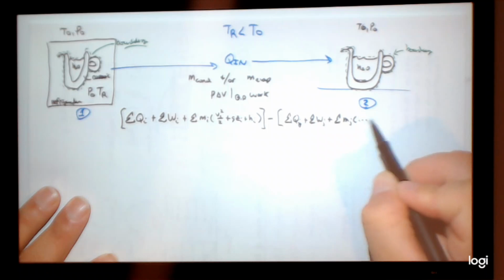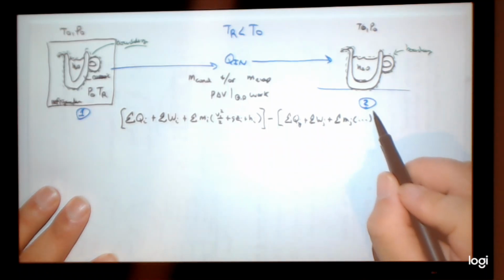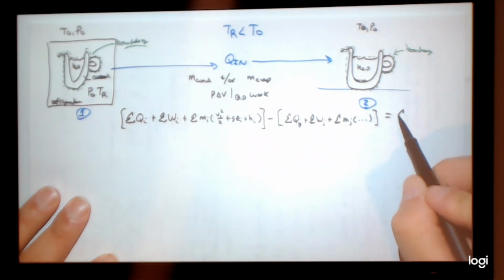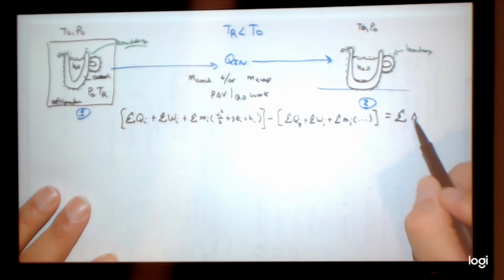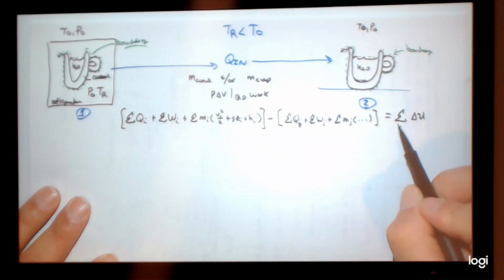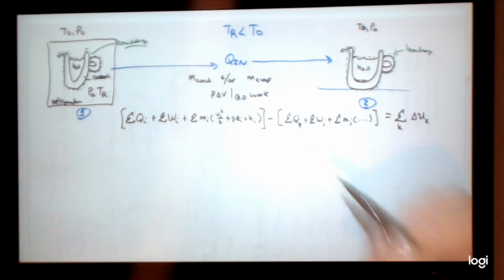And I'll just put the index because it corresponds with the J. And then that has to equal the sum of all the changes in internal energy of the types of material within your boundary. So if you want half credit on this part, you would just write this, okay?